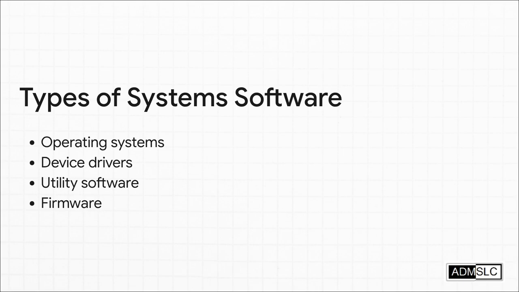You've got the operating system. That's the general manager. Then there are device drivers, which are like the translators that let your computer talk to your printer or your mouse. Utilities are the maintenance crew, running things like virus scans and organizing your disk. And finally, firmware. That's the super fundamental code that's built right into the hardware itself.